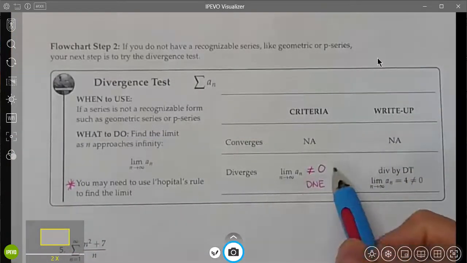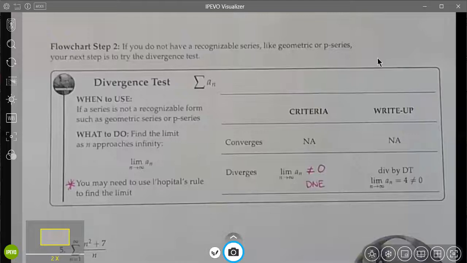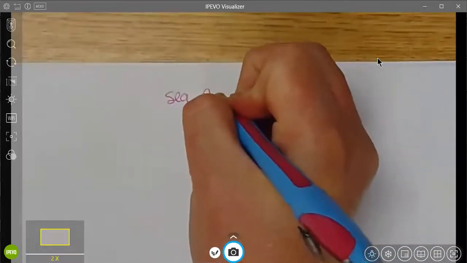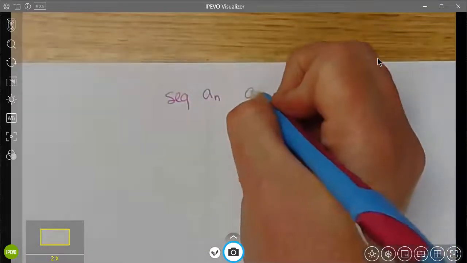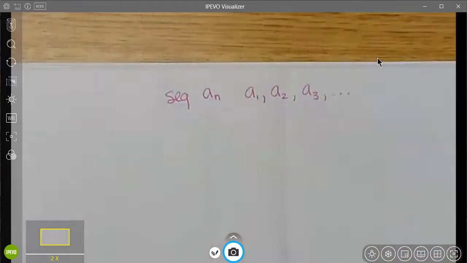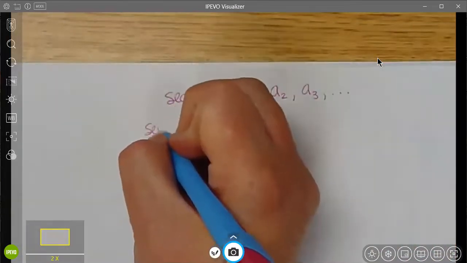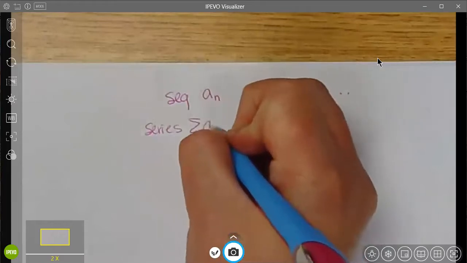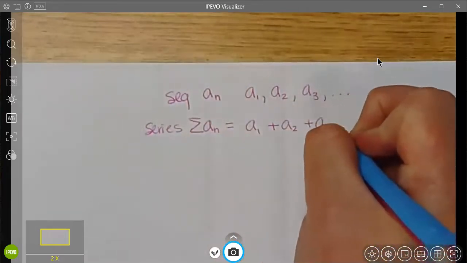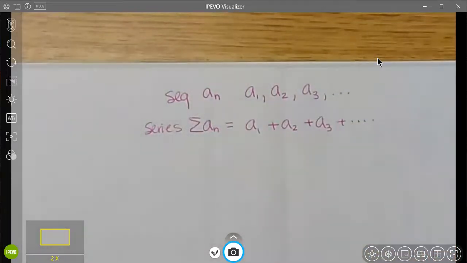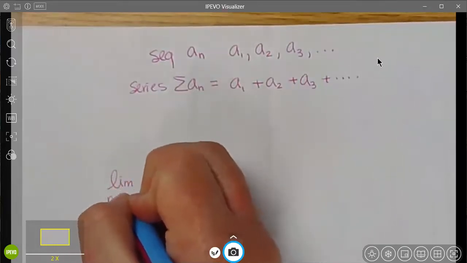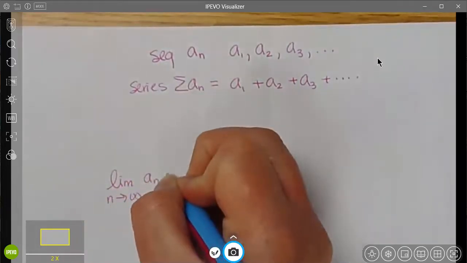Okay, I want to take a look at this criteria. This limit is not equal to 0. If I have a sequence, and I'll call that sequence a sub n, I can start writing out the terms, a1, a2, a3, and so on. To change that into a series, I'll stick a summation sign out in front of it, and then it becomes a1 plus a2 plus a3, and keeps going. Suppose that I have a convergent sequence, and I know that the limit as n goes to infinity of my sequence is equal to 2.